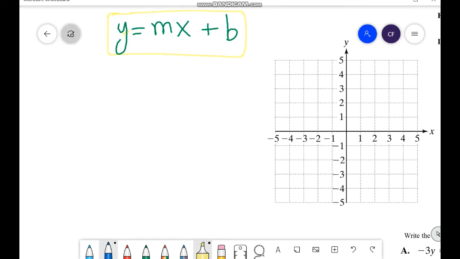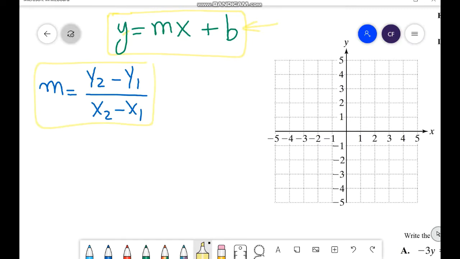And do you remember this formula here? M, the slope, equals y2 minus y1 over x2 minus x1. Do you remember this? This is the slope formula. Remember, we've been using this. I'm going to show you that the slope-intercept form derives from this slope formula. Okay, and to do that, what I'm going to do?